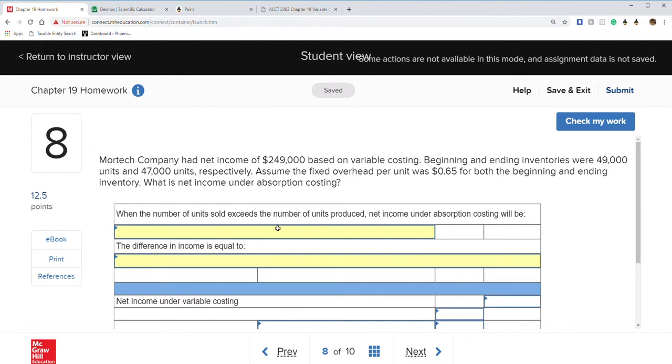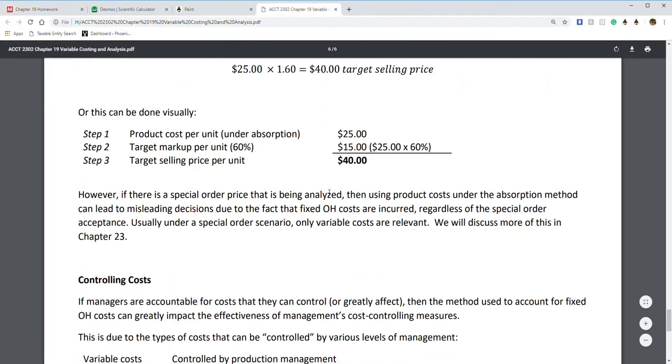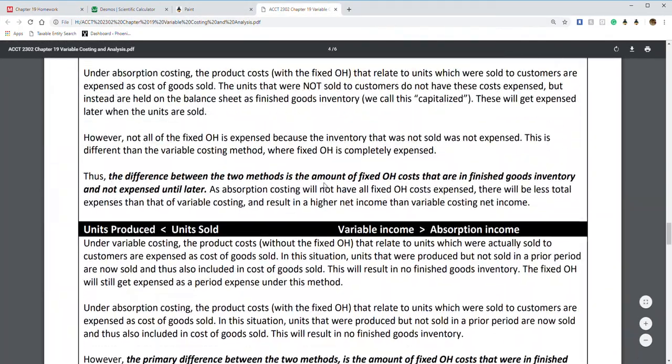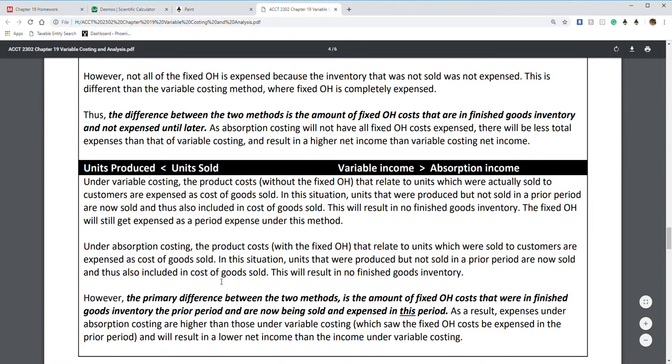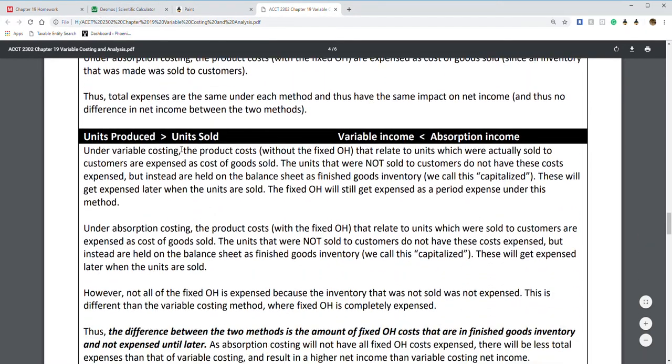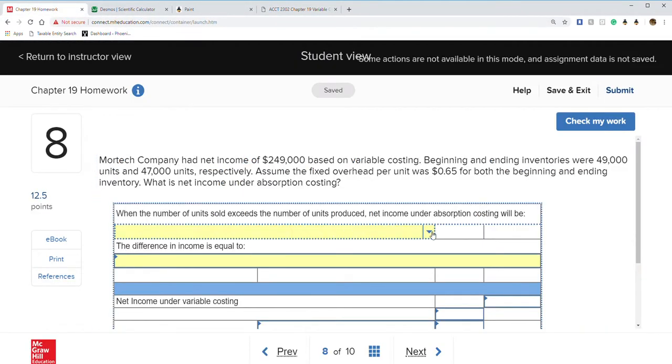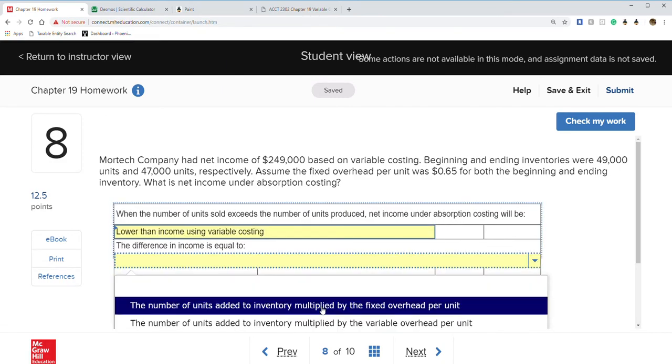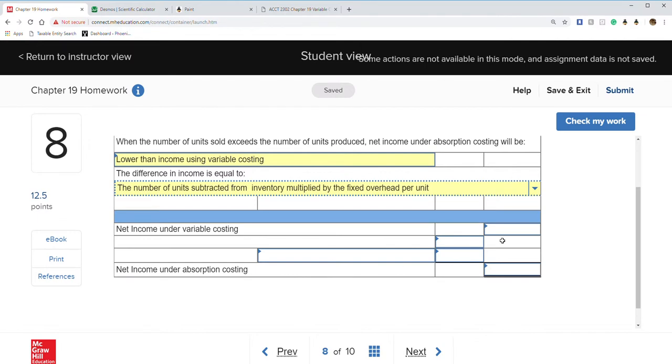So the number of units sold. Oh, when the number of units sold exceeds the number of units produced, net income. Well, so again, we sold more, then we actually exceed. Check our notes. Again, apparently they did not want to do the opposite with me. So if they do the opposite, where produced is greater than sold, then we do the other way. But here, still going to be lower, and it should still be the units subtracted.